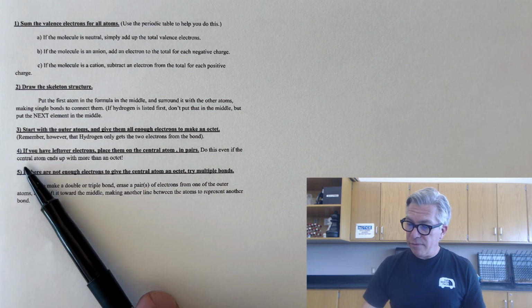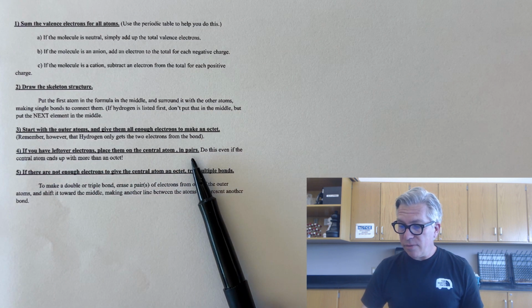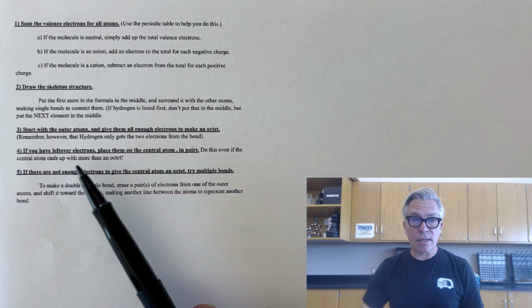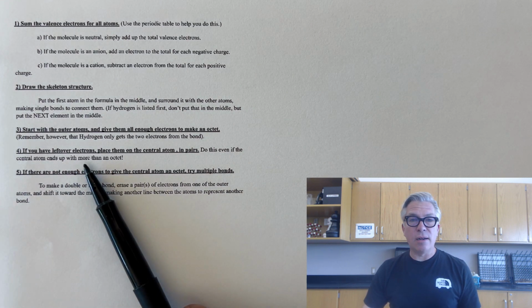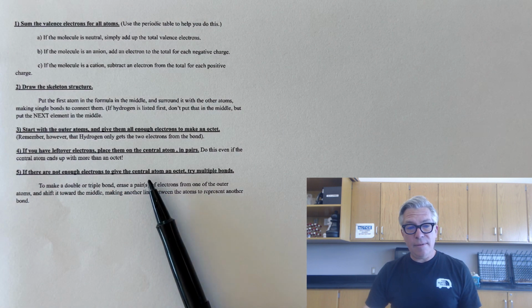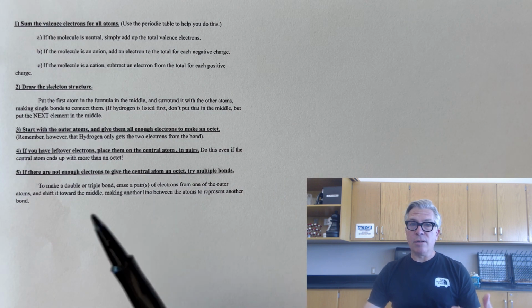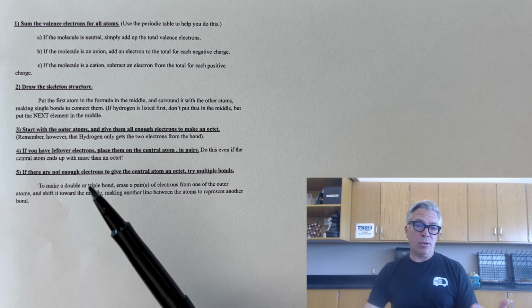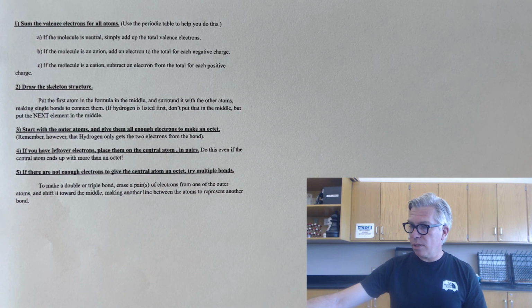Step 4, if you have leftover electrons, place them on the central atom in pairs. Do this even if the central atom ends up with more than an octet. We'll see an example or 2 of that. And then once in a while, you'll run out of electrons. If there are not enough electrons to give that central atom an octet, here's where we actually make them do double duty. We swing them in toward the middle and make a double bond or a triple bond or maybe more than one of each. But yeah, those are the steps. So we're going to try to practice them. I'm going to start with one of my favorites.